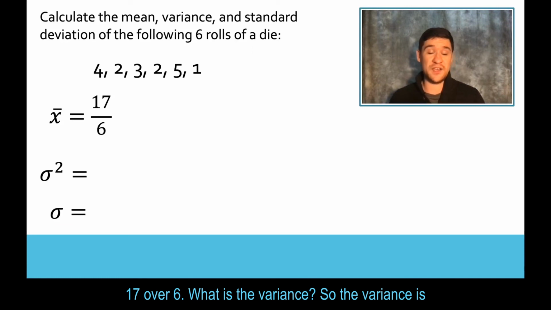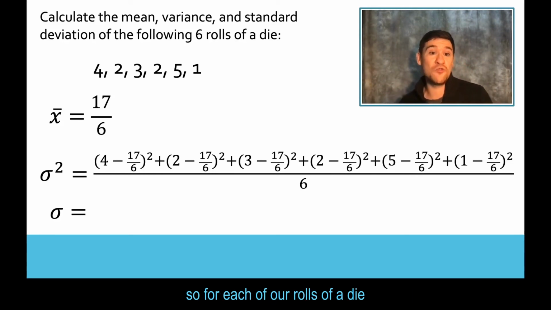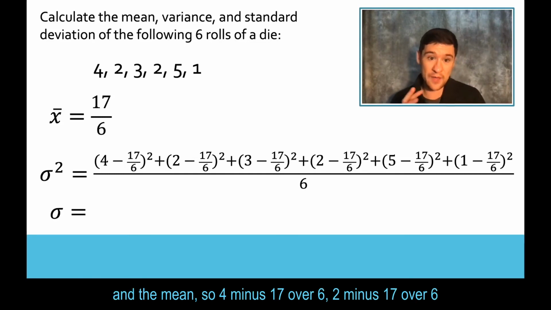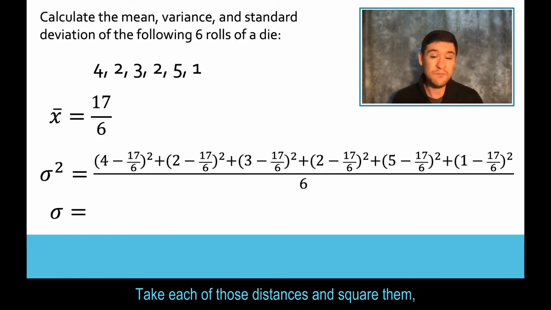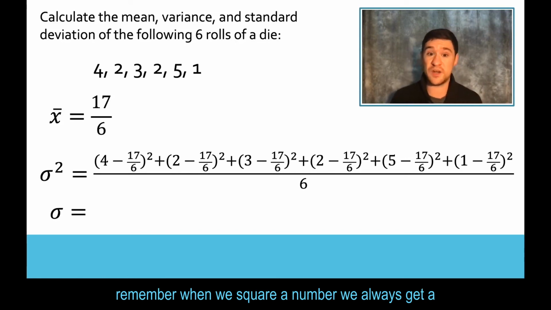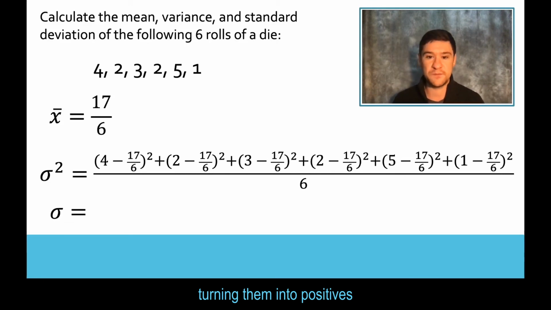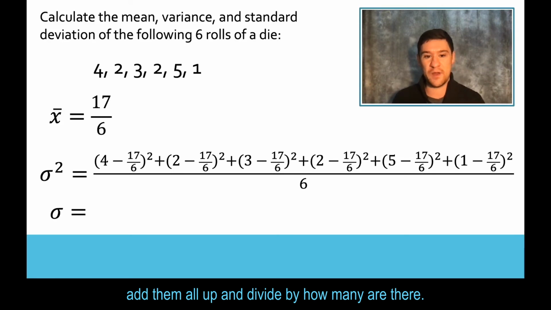What is the variance? So the variance is the average squared distance away from the mean. So for each of our rolls of a die, we take the difference between that roll and the mean. So 4 minus 17 over 6, 2 minus 17 over 6, 3 minus 17 over 6, and so on. Take each of those distances and square them. Remember, when we square a number, we always get a positive number out, so we're actually getting rid of the negatives, just turning them into positives. And then we want to take the mean of that, so add them all up and divide by how many there are.